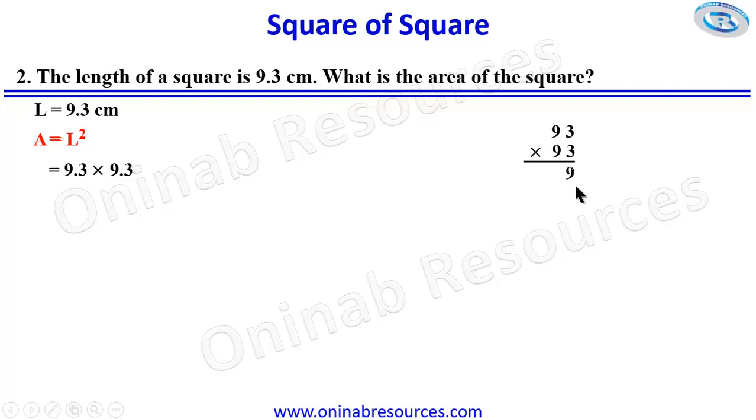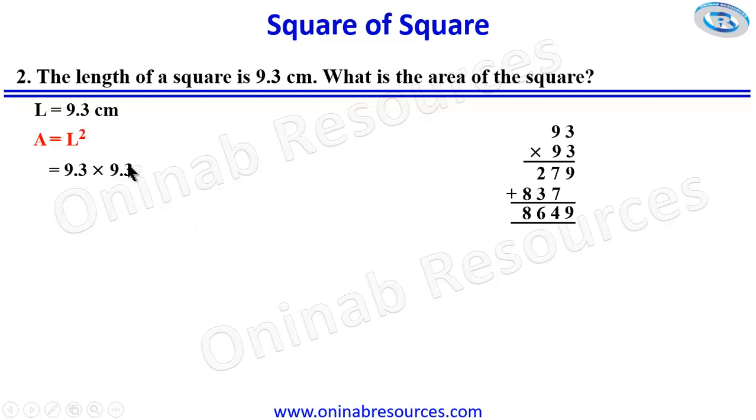3 times 3 gives 9. 3 times 9 gives 27. And here 9 times 3 gives 27. We write 7 and carry 2. 9 times 9 gives 81, plus the 2 we are carrying gives 83. So we have the product here. We are going to add them. This is 9. 7 plus 7 gives 14. We carry 1 to this place. 2 plus 3 gives 5, plus 1, 6. And we have this 8 here.